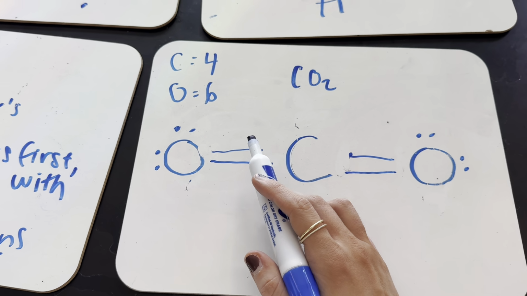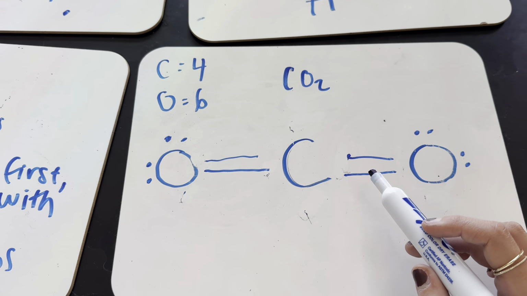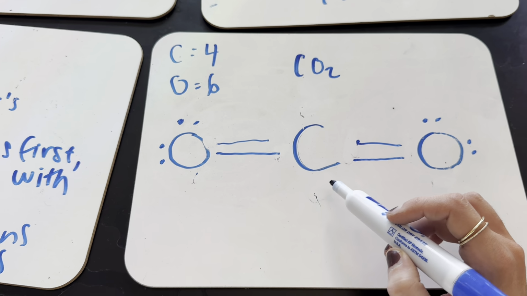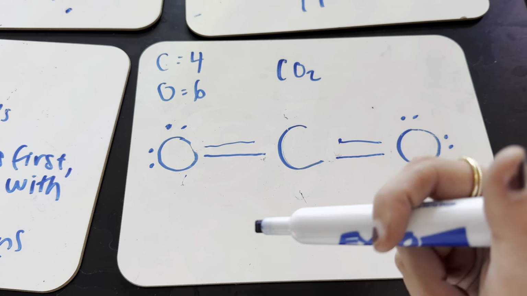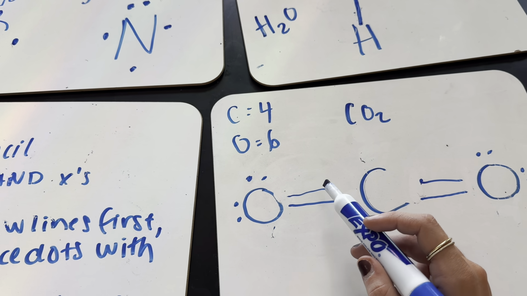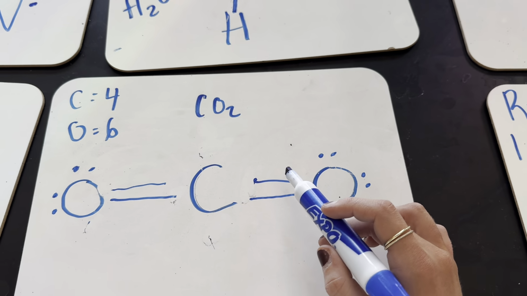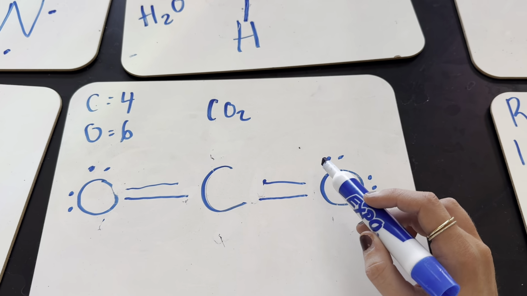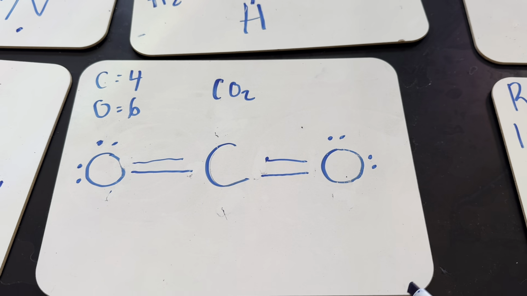And now I can count. 1, 2, 3, 4, 5, 6, 7, 8. So I have 8 surrounding carbon, so carbon's happy. Let's check oxygen. 1, 2, 3, 4, 5, 6, 7, 8. Yay! 1, 2, 3, 4, 5, 6, 7, 8. So all of them are happy.